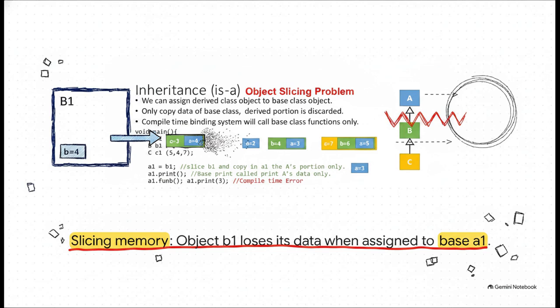Let's play Visual Debugger for a second. Think about what happens when we execute the line A1 equals B1.